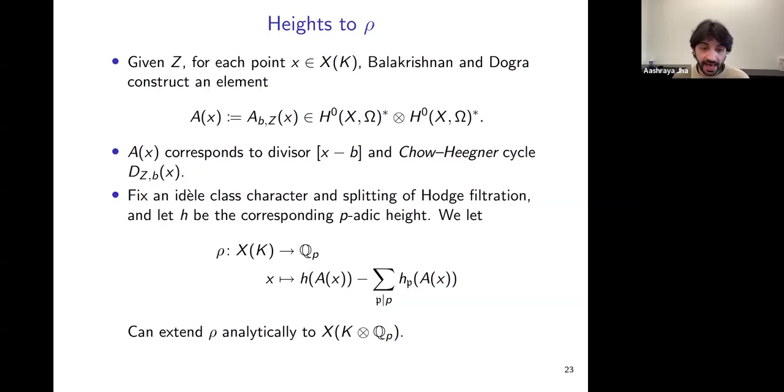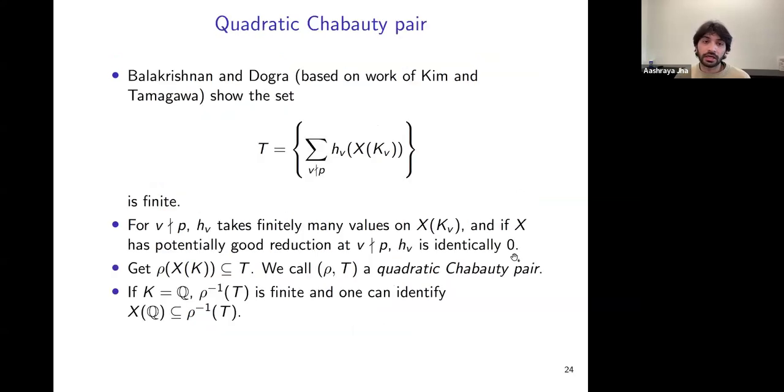And an important point is that we can actually extend this to the whole p-adic manifold. We first computed on the k points, but we can extend it to the whole p-adic manifold. And Balakrishnan and Dogra show that the complement of that function, remember the height was a sum of local heights, so if we look at the heights at places not dividing P, the sum of those is finite. The way one gets this is that if you have potentially good reduction, then your height is identically zero. So for most places, your height is identically zero. And for the places where you don't have potentially good reduction, it still takes finitely many values.